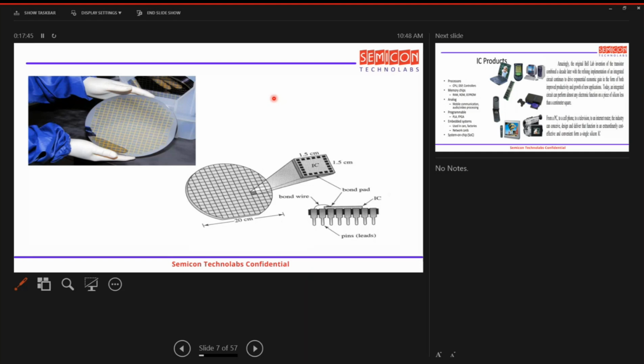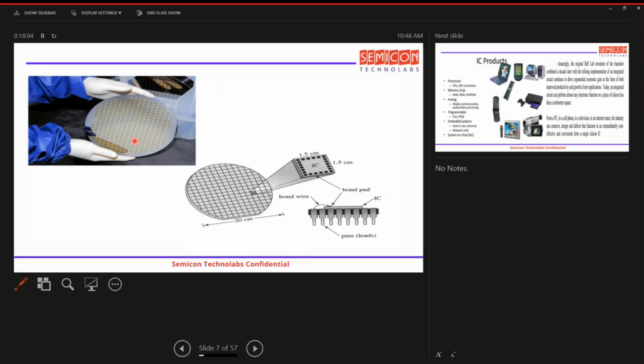Okay. All right. Now, as you can see on the first image, this is something called a wafer. The foundry person is holding the wafer. This is a very big wafer containing tiny rectangles. These tiny rectangles are called chips.